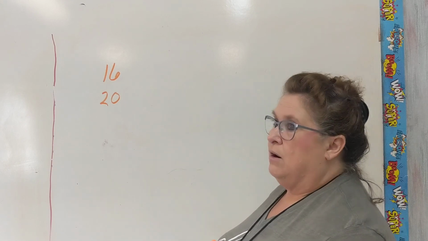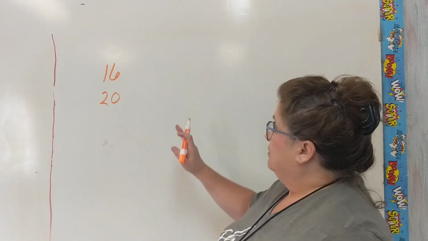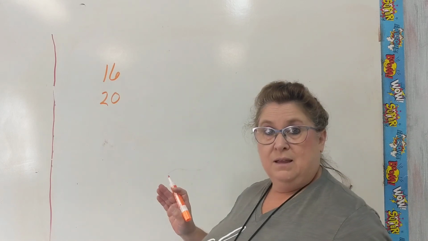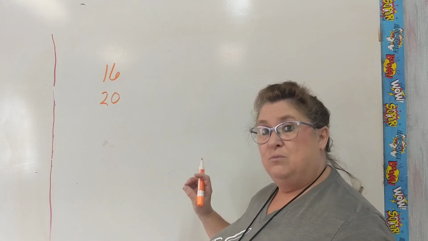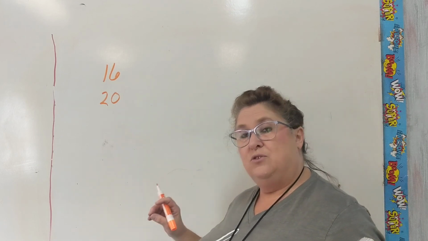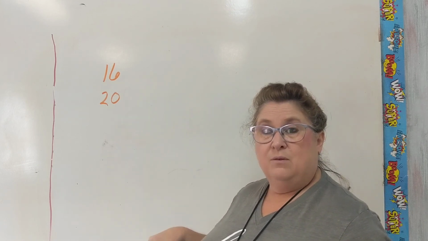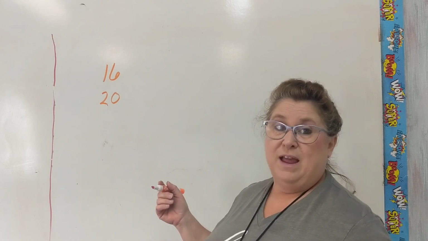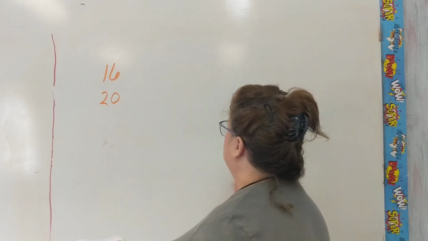When we find our common factors, first we find the factors of 16. Remember, and then we put those factors in numerical order. We find the factors of 20, we put those factors in numerical order, and then we circle the common factors, the factors that are the same in both numbers. So let's do that first.